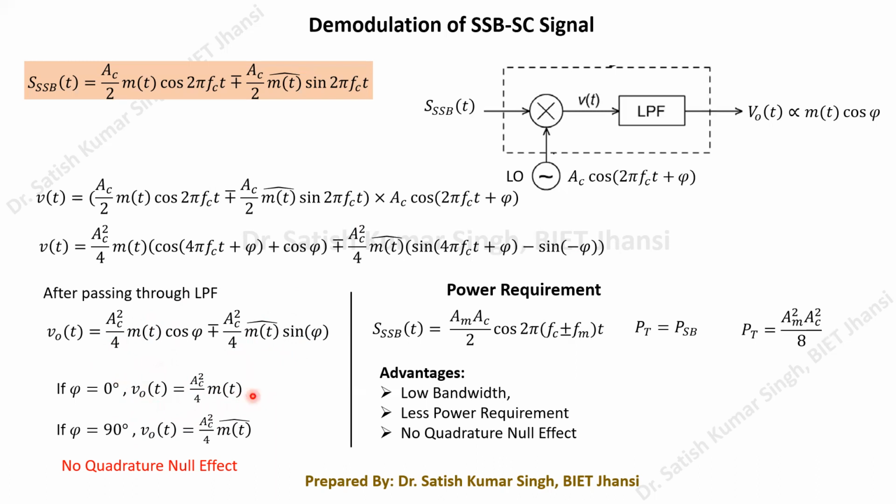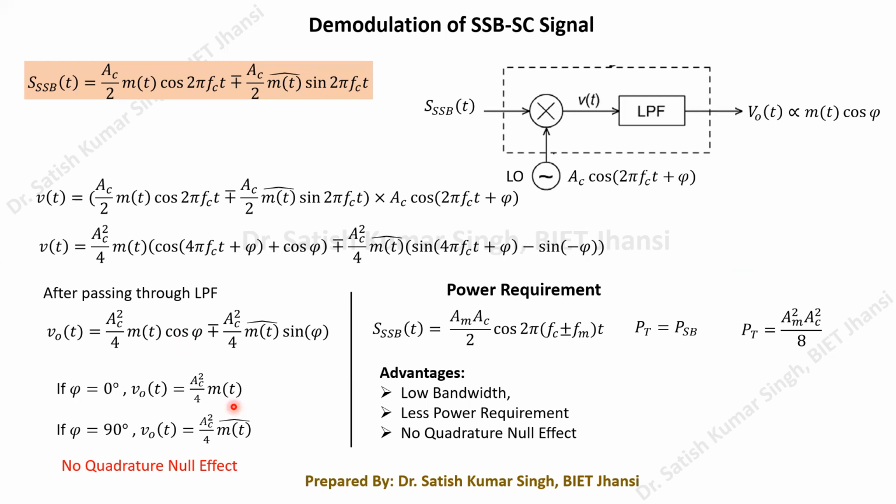Fine. Now the second case: let us say phi is equal to 90 degrees. When phi equals 90 degrees, cos 90 degrees will be 0, so this portion will become 0. Now sin 90 degrees is equal to 1, so our V output will be nothing but Ac square by 4 m cap t. Remember that m cap t is nothing but the Hilbert transform of the message signal, which is just the 90 degree phase shifted version. In the case of a circuit, it is nothing but a delayed version of the signal.